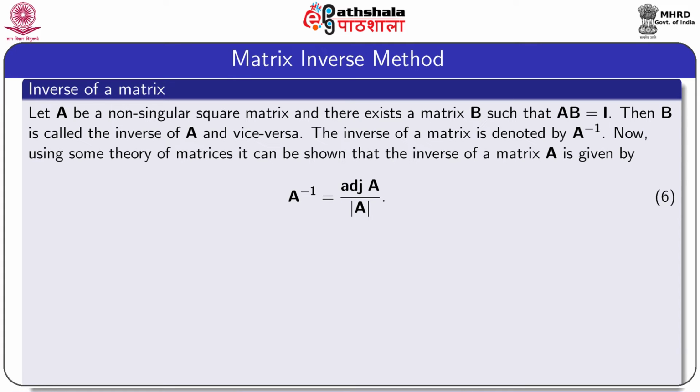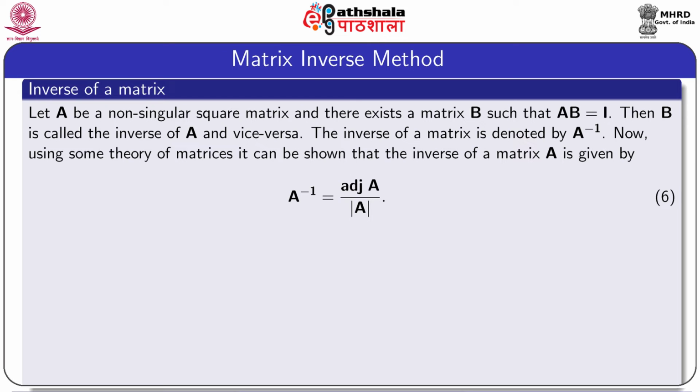Now, we discuss a suitable method to find the inverse of a matrix. Let A be a non-singular square matrix and suppose there exists a matrix B such that AB equals I. Then the matrix B is called the inverse of A and vice versa.